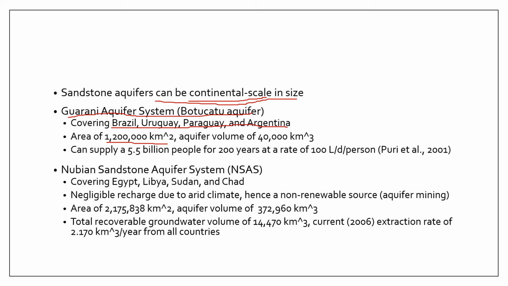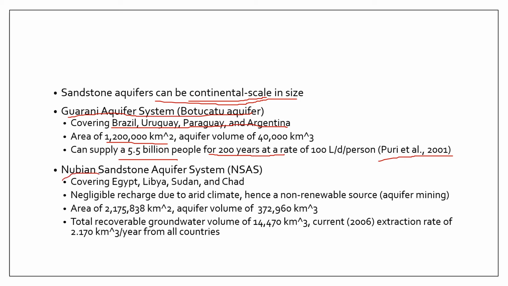And they have a lot of water and also a lot of recharge. Puri et al. in 2001 estimated that this aquifer system can supply water to 5.5 billion people for 200 years. So this aquifer can more or less supply more than half of the current population for 200 years, if you can live that long.